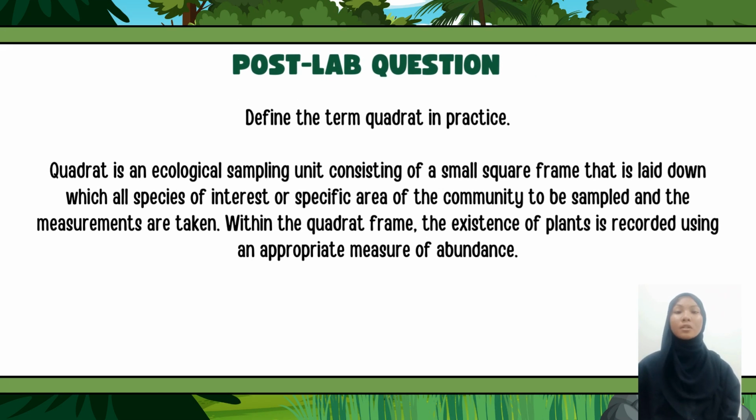So now we look at the post questions in order for us to understand better about this practical. The first question is define the term quadrat in practice. A quadrat is an ecological sampling unit consisting of a small square frame that is laid down over the specific area of the community to be sampled, and the measurements are taken. Within the quadrat frame, the existence of plants is recorded using an appropriate measure of abundance.